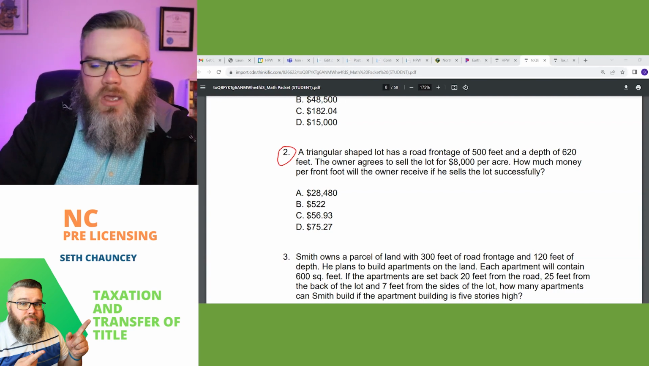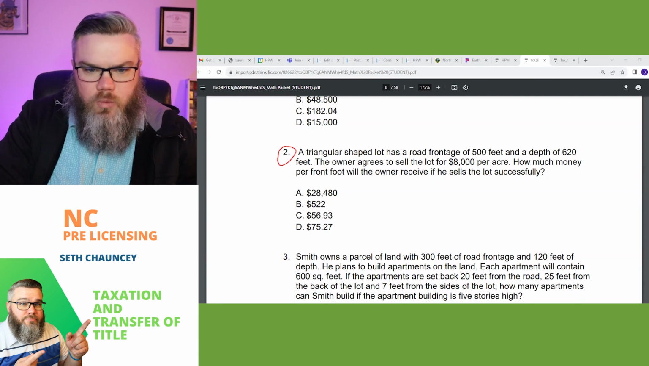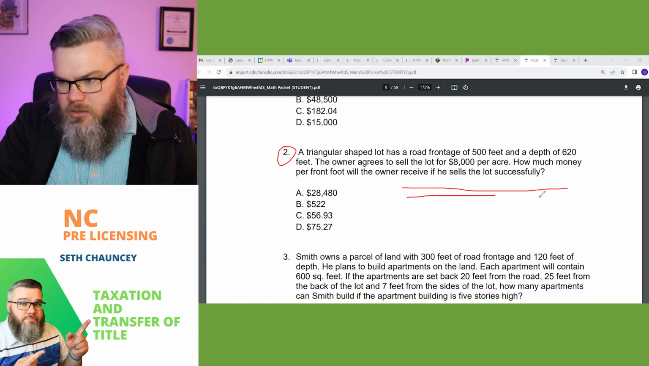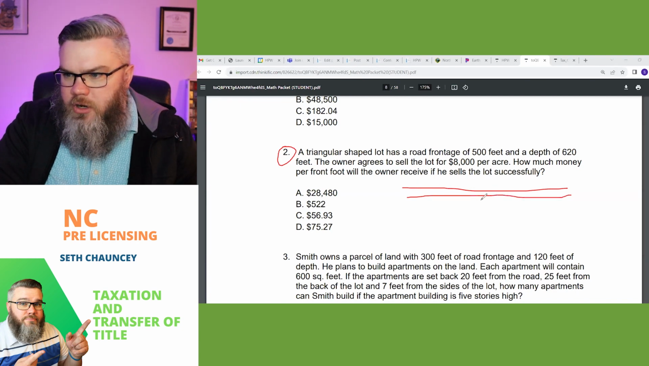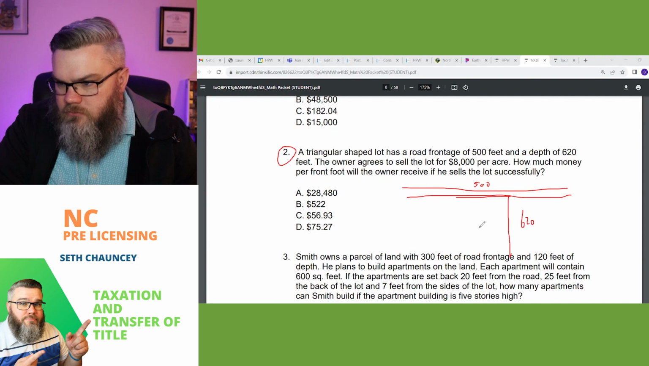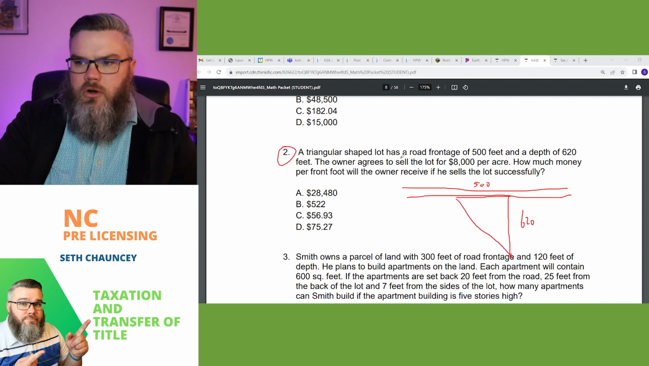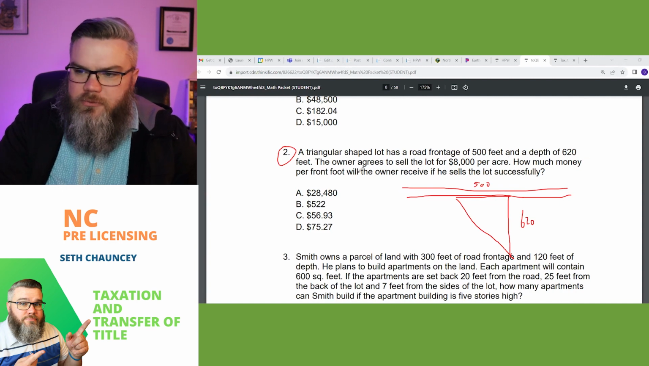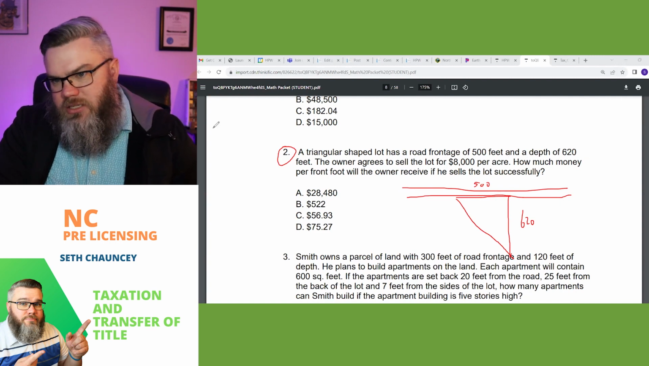Now let me explain this for you. Do not be so proud that you won't write this down. You will have scrap paper on the test. So folks, draw a picture. A triangular lot, here's a road, has a road frontage of 500 feet and a depth of 620 feet. The owner agrees to sell the lot for $8,000 per acre. How much money per front foot will the owner receive if he sells the lot successfully?